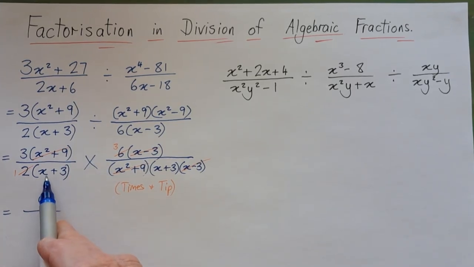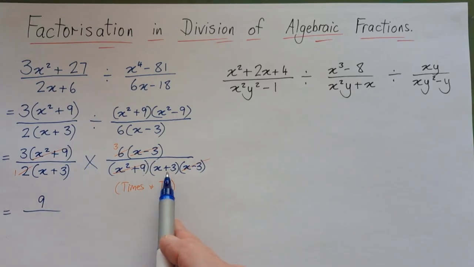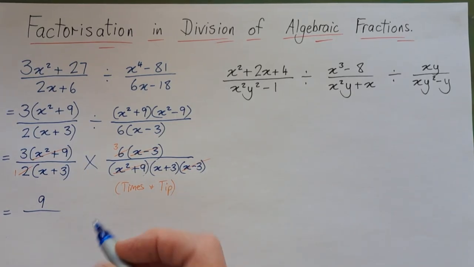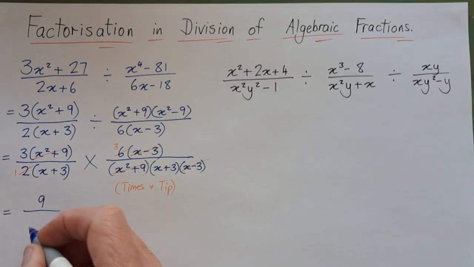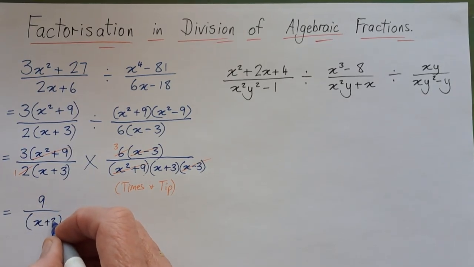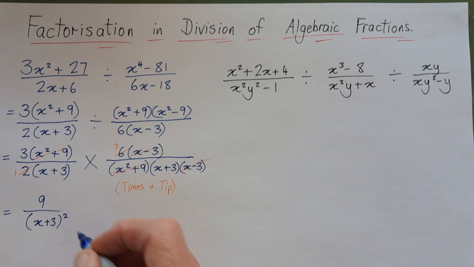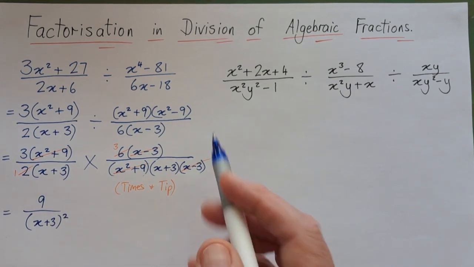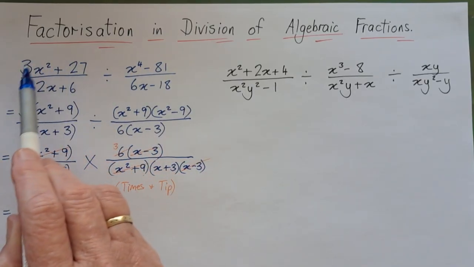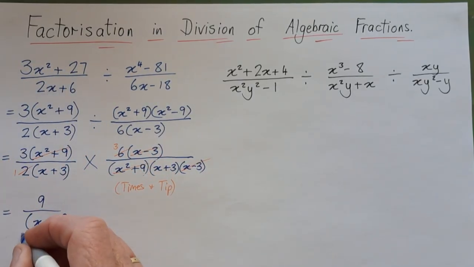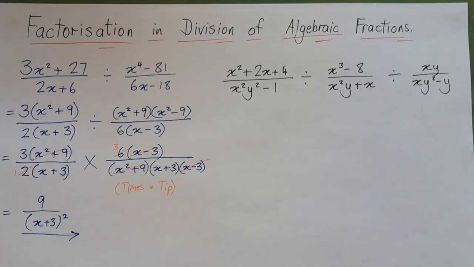And I've got x plus 3 times another bracket of x plus 3. So because they're exactly the same brackets, I could write them as x plus 3, but even better, I could say I've got x plus 3 all squared, because it's the same bracket times the same bracket. And that's how I've been able to bring that whole expression right down to its simplified form.